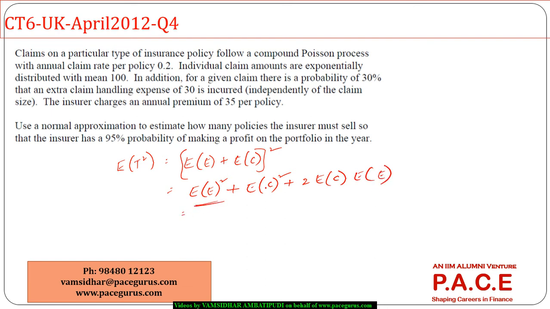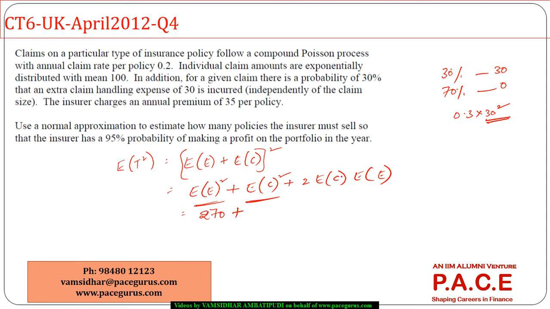Now, what is the expected value of expenses squared? There is a 30% chance of 30 and a 70% chance of 0. So I can find the expected value of the expenses squared: 0.3 times 30 squared. This is 900 times 0.3, so this is 270.